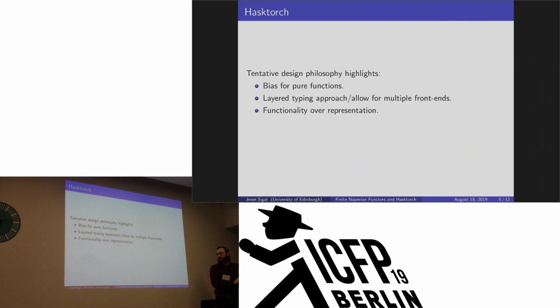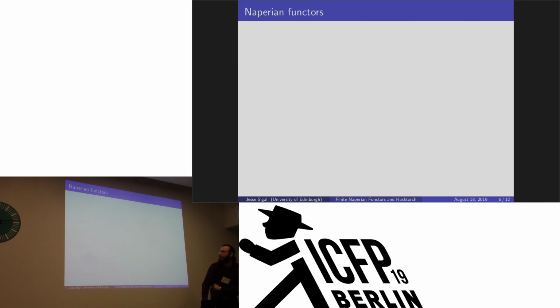Functionality over representation. No one wants to use a slow machine learning library, especially if it's built on top of a fast one. So actual performance is very important. And if there's any required complexity, try and push it into library internals. So these are what we're going to grade against at the end to see if we were successful.